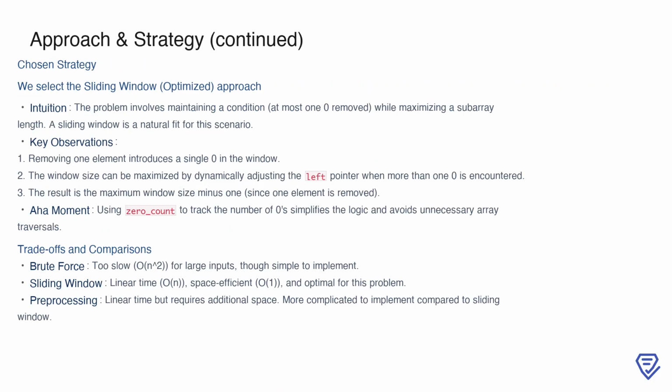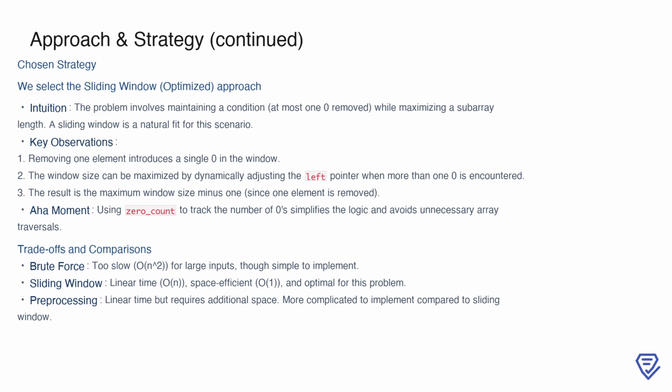After evaluating all options, we chose to proceed with the optimized sliding window approach. This method aligns perfectly with the problem's requirements, as it allows us to maintain the condition of removing at most one zero while dynamically maximizing the length of the subarray. The sliding window framework provides a natural fit for this type of problem, with its ability to adjust boundaries dynamically.